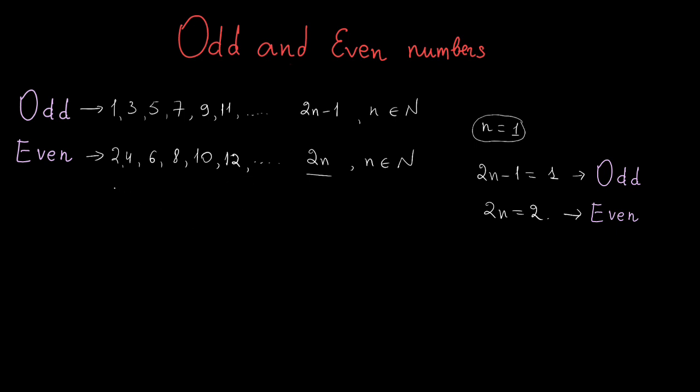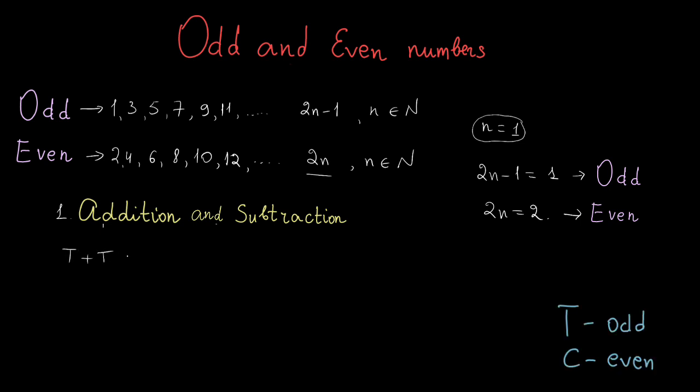It's possible to perform operations on odd and even natural numbers. First, let's start with addition and subtraction. We can add two odd numbers and the result will be an even number. For example, if we add 3 and 5, we get 8, and 8 is an even number. The same happens when subtracting two odd numbers. For instance, when we subtract 3 from 5, we get 2, which is indeed an even number.